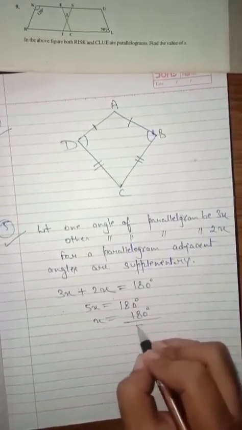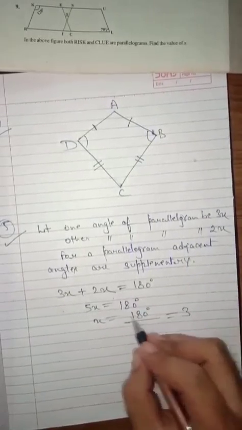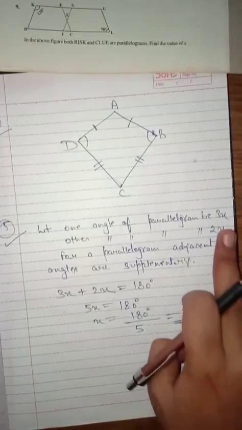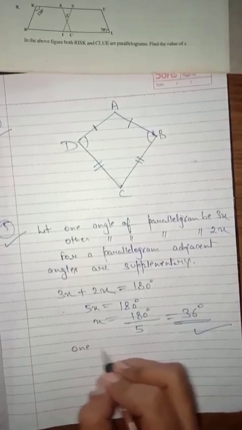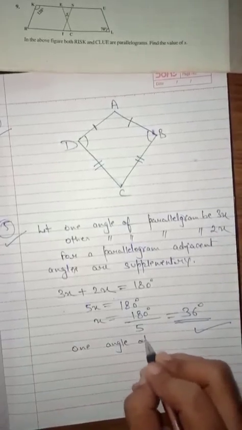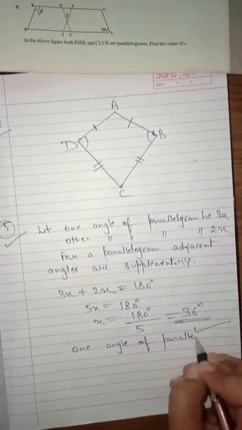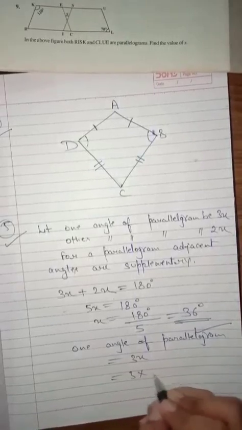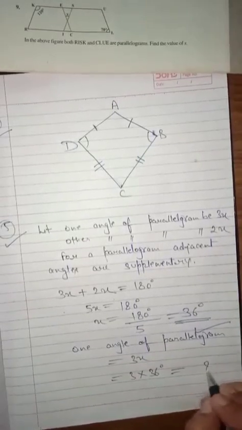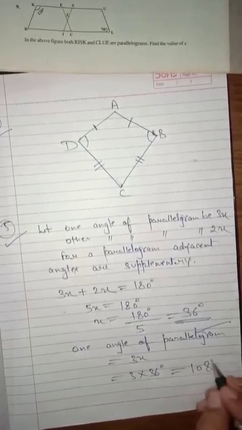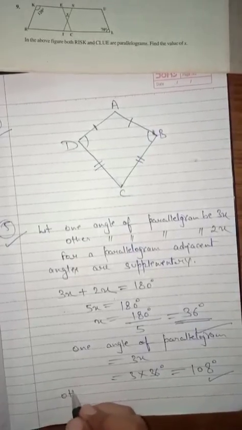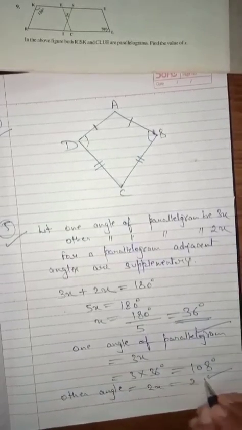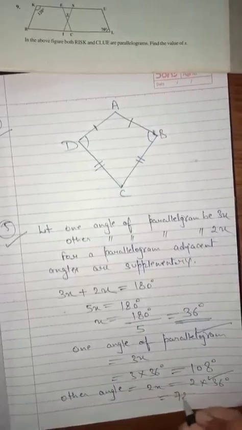180 divided by 5. So if you solve this, 5 3s are 15, 3 moves there, 5 6s are 30, 36 degrees. This is the value of x. Substitute this value there. So one angle of parallelogram which we assumed, 3x, is equal to 3 into 36 degrees. This will be 6 3s are 18, carry 1, 3 3s are 9 plus 1 is 10, 108 degrees. And the other angle is equal to 2x. So 2 into 36 degrees, that is 72 degrees.